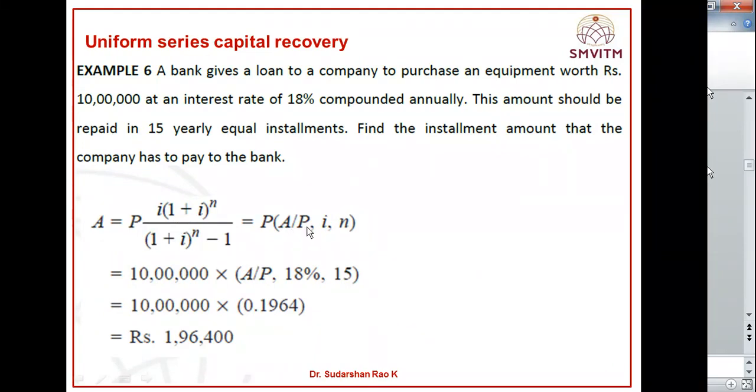Or the factor is P into (A/P, I, N), where I is 18% and N is 15 years. 10 lakh into this. Therefore, they have to pay 1,96,400 every year for 15 years to repay the loan of 10 lakh rupees at an 18% interest rate. This is about the uniform series capital recovery.